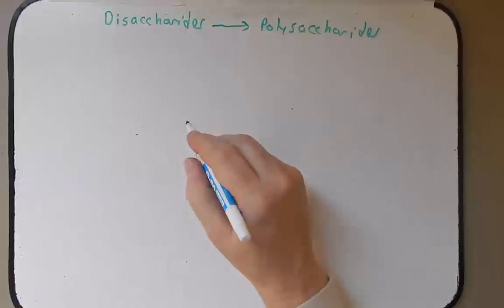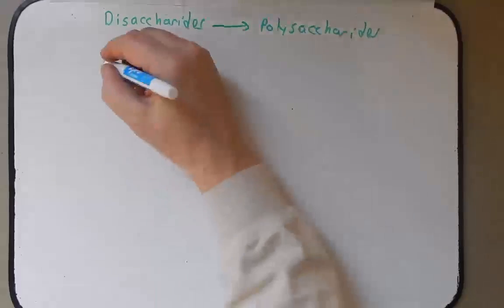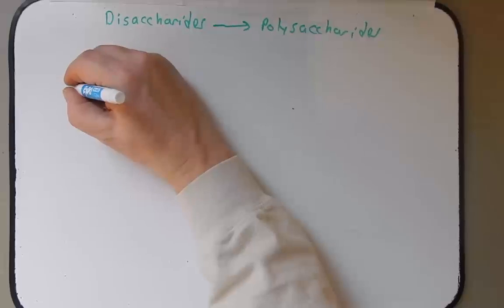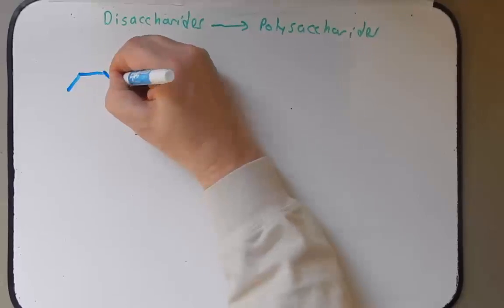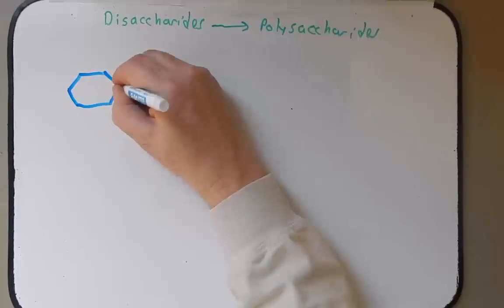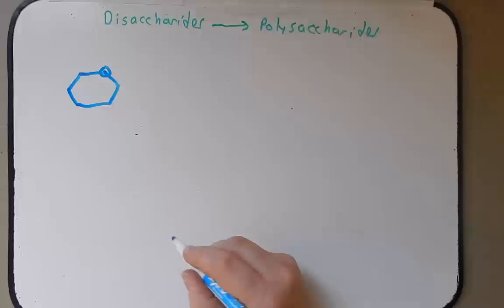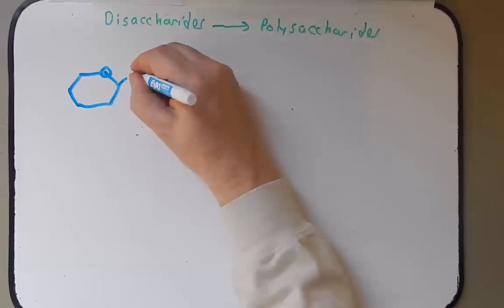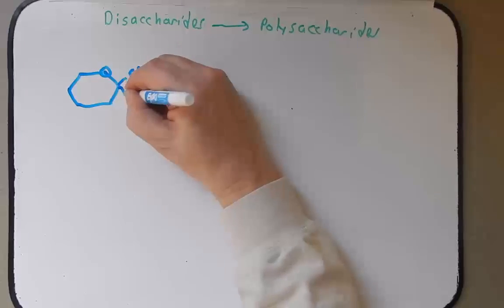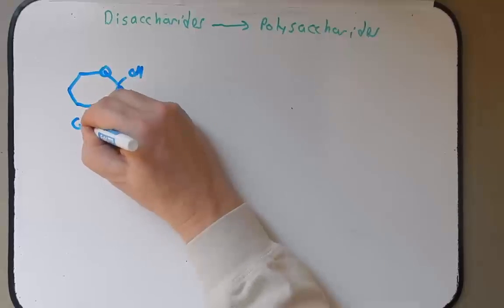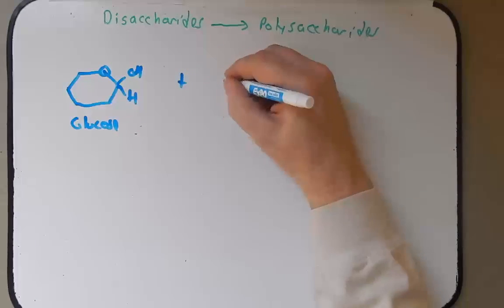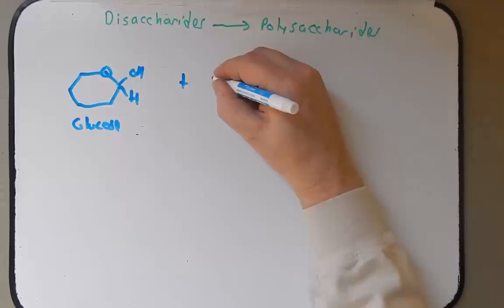Okay, so let's create our first disaccharide. And what we're going to do is take two glucose molecules, and I'm going to draw a simplified version of the glucose molecule that we saw on the last slide, where we have our oxygen here, and then we have our hydroxyl group and our hydrogen. So this is glucose. And we're going to add that to another molecule of glucose.